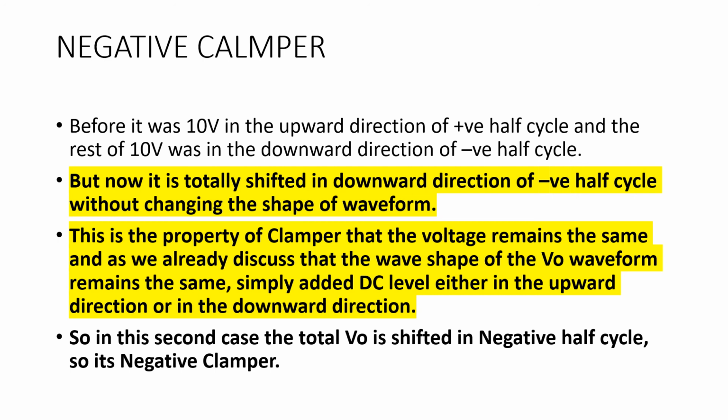As we already discussed, the wave shape of the Vout waveform remains the same as shown in the previous slide in figure number 4. Simply the DC level is added either in the upward or in the downward direction. The DC level is shifted in the downward direction. So in this second case, the total output voltage is shifted in the negative half cycle. So it's a negative clamper, and it's the property of clamper circuits.